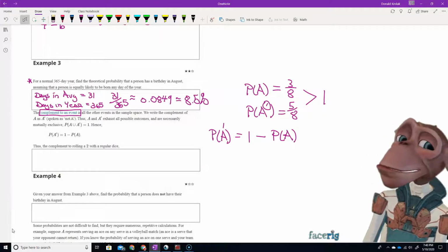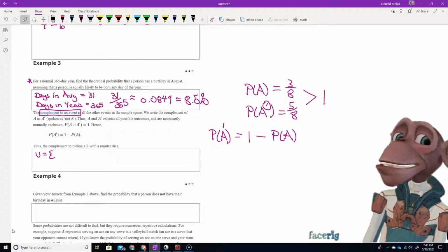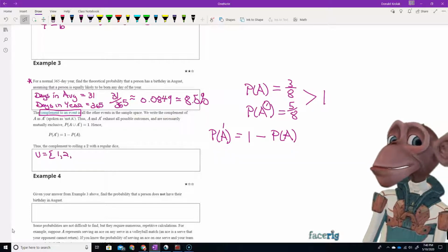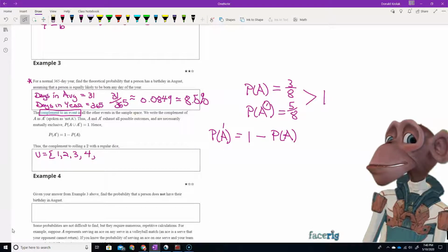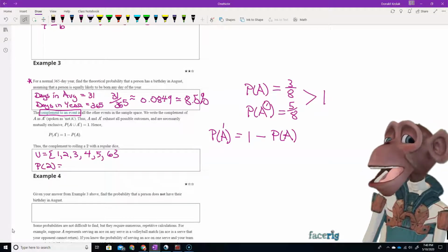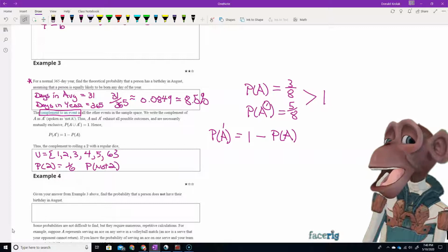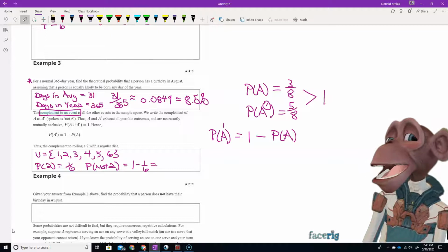So, for example, let's find the complement of rolling a 2 with a die. If you look at the sample space for rolling a die, you're going to get a 1, 2, 3, 4, 5, 6. The probability of rolling a 2 is 1 out of 6. So the probability of not rolling a 2 would be 1 take away 1 out of 6, which is 5 out of 6.